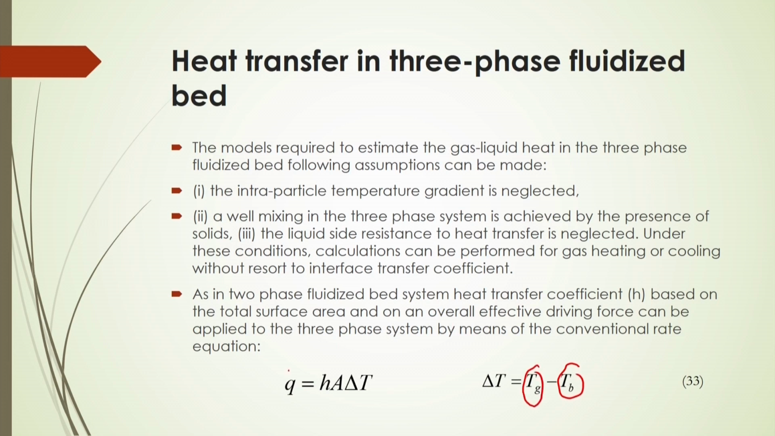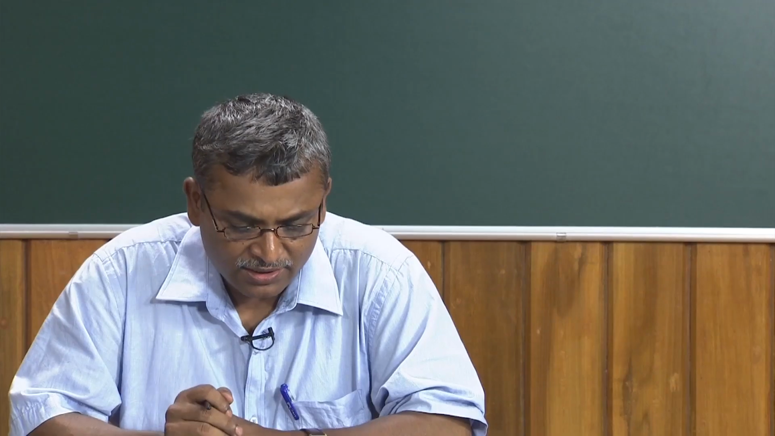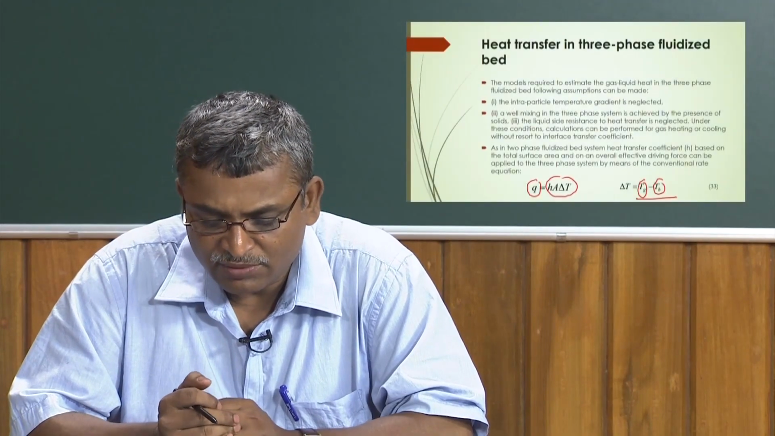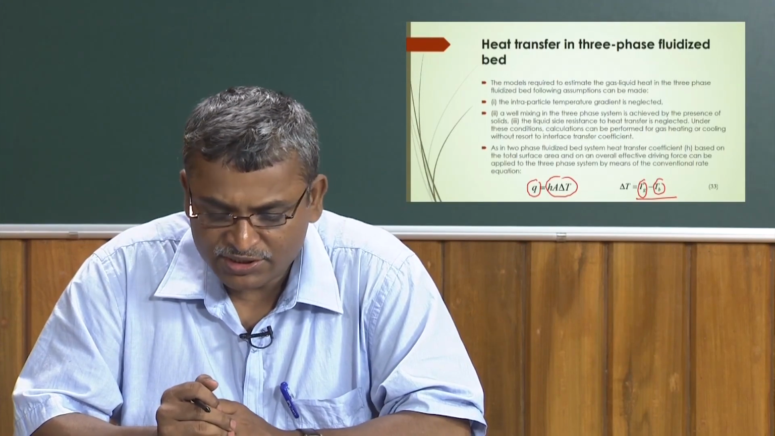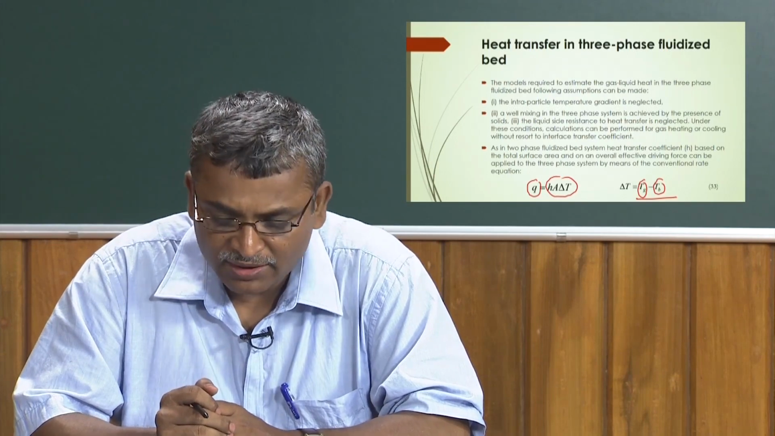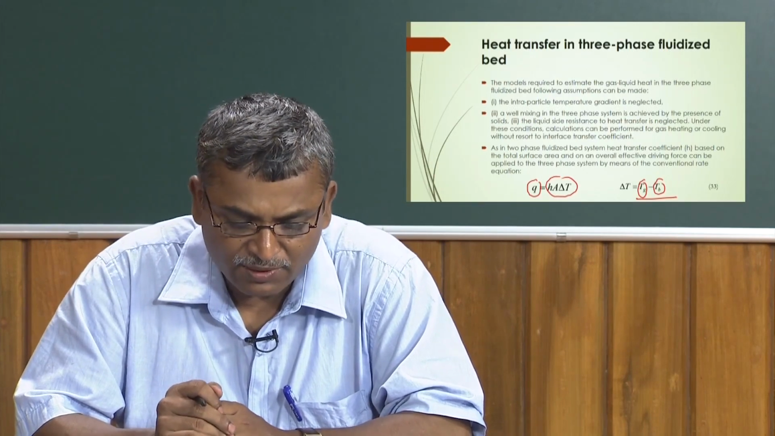Here, Q will be represented by h A delta T, where delta T is the temperature difference, represented by this equation. In this case, the models required to estimate the gas-liquid heat in the 3-phase fluidized bed follow these assumptions: the intra-particle temperature gradient should be neglected, the wall mixing in the 3-phase systems will be achieved by the presence of solids, and the liquid side resistance to heat transfer should be neglected for measuring the heat transfer coefficient.